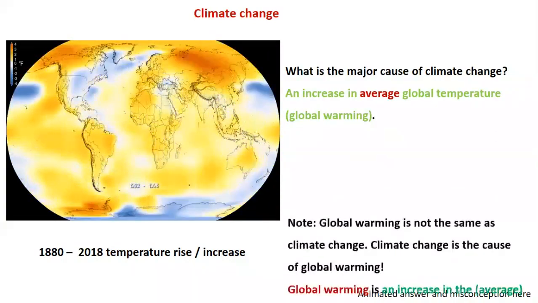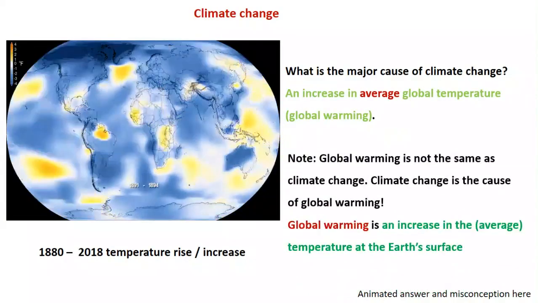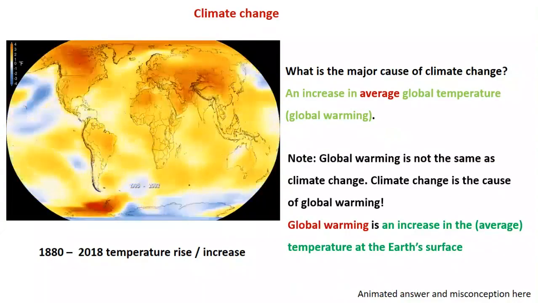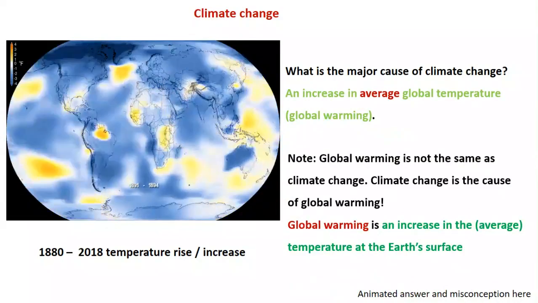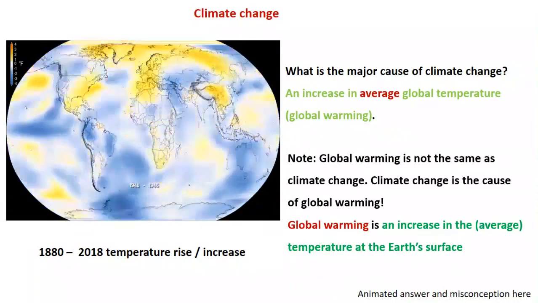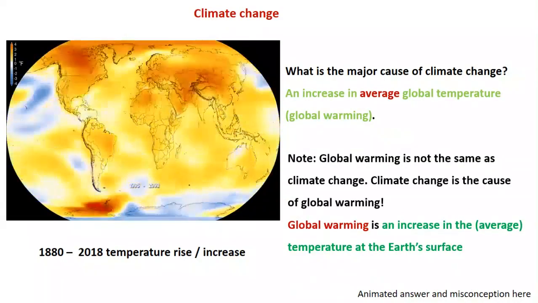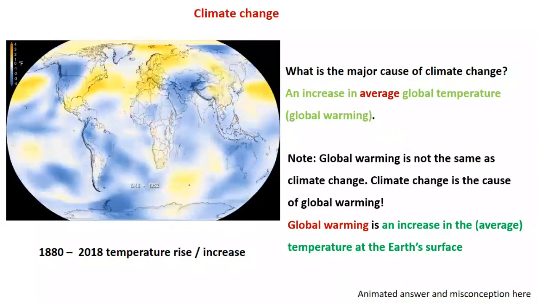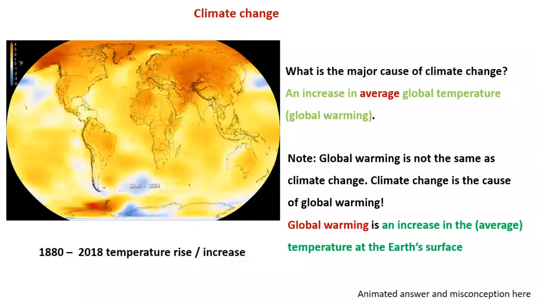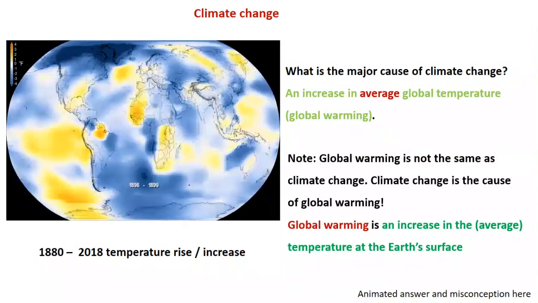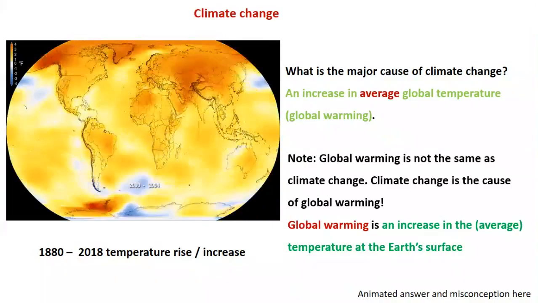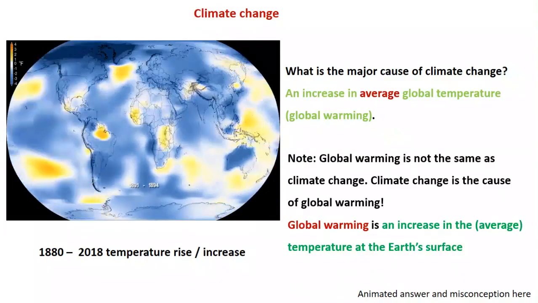Again, some students tend to confuse this. Remember that global warming is not the same as climate change. Global warming is an increase in the average global temperature, or an increase in the average temperature on the Earth. Climate change, however, is a result of global warming. So climate change is happening because of global warming. The two things are different. You need to note that very carefully.